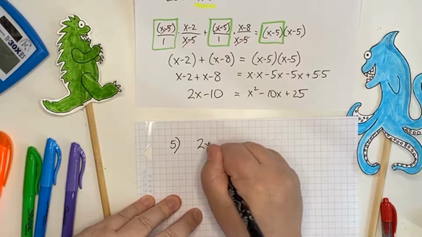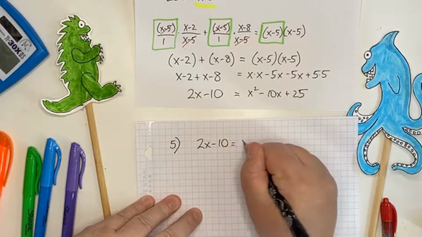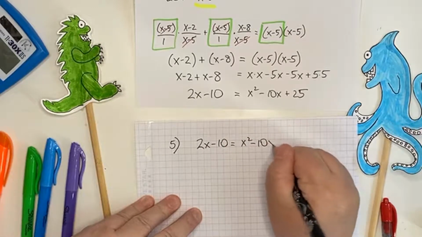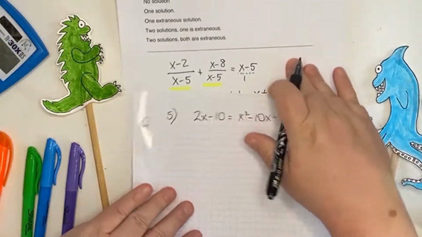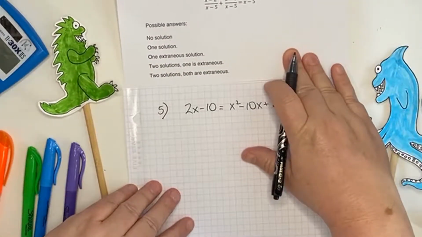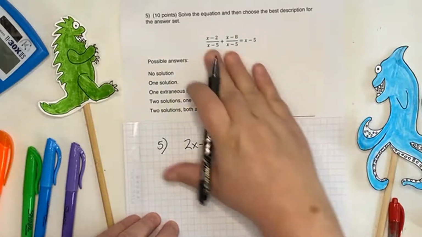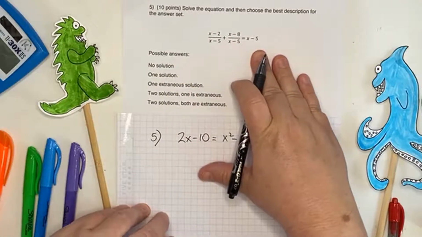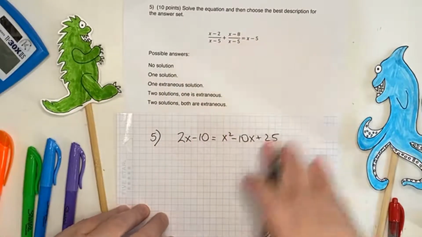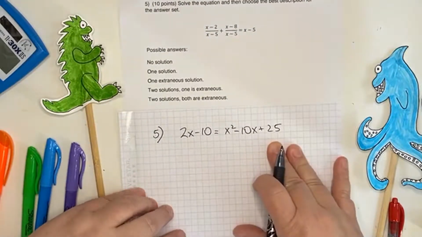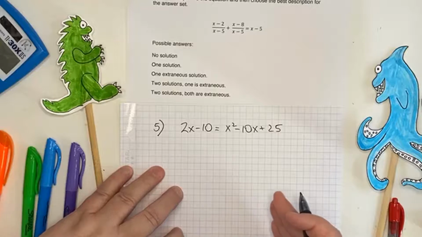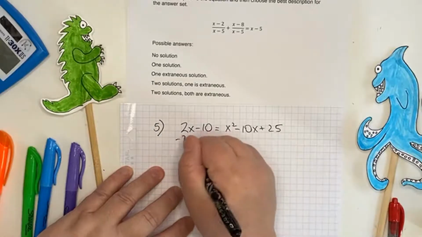So I've got 2x minus 10 equals x squared minus 10x plus 25. And I want to solve this, right? So what we've done is we've taken an equation with rational expressions and changed it into a quadratic equation. Okay, so this is awesome. I'm going to move everything over to the right.